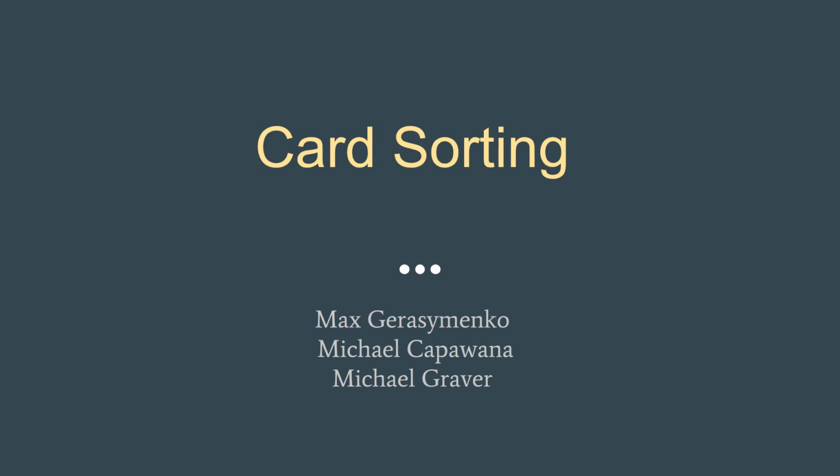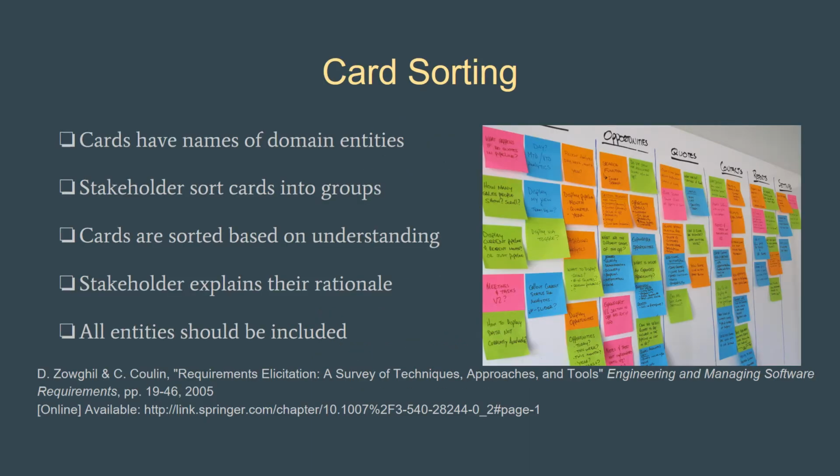Today we are going to talk about a very useful and popular elicitation technique called card sorting. Card sorting is very simple. It's a sorting method in which many cards with different domain entities are created so that a stakeholder can go through the cards and organize them the way they see fit. The stakeholders are not instructed on how the cards should be organized, but instead are able to sort them based on their understanding.